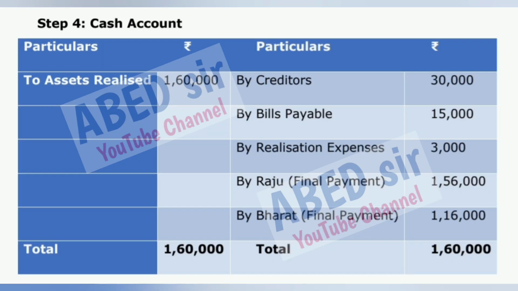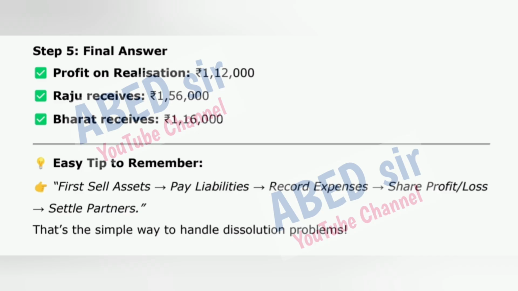Step 4. Cash account. Particulars. To assets realized 1,60,000, by creditors 30,000. By bills payable 15,000. By realization expenses 3,000. By Raju, final payment 1,56,000. By Bharat, final payment 1,16,000. Total 1,60,000.